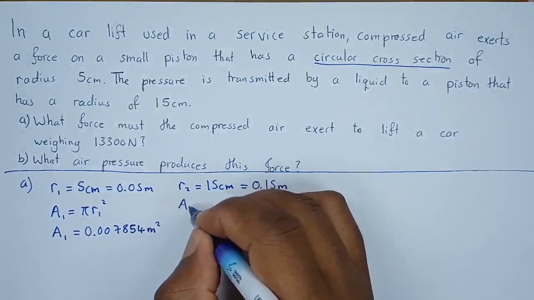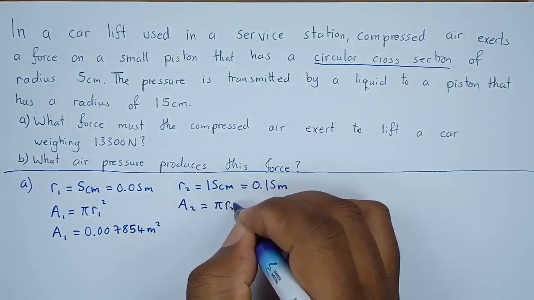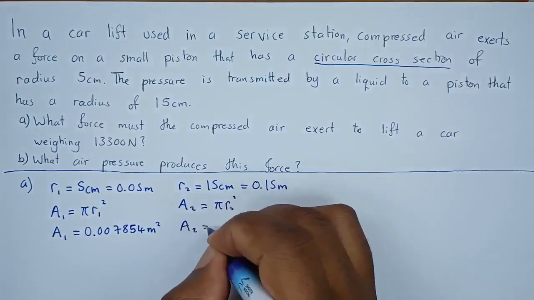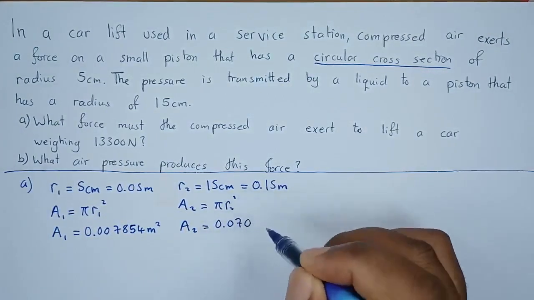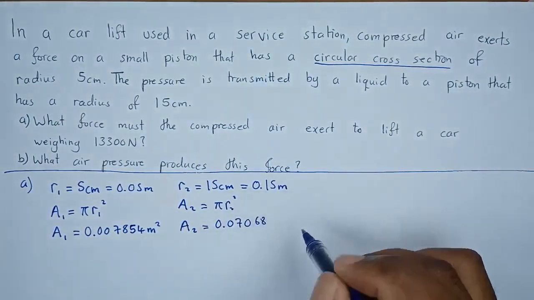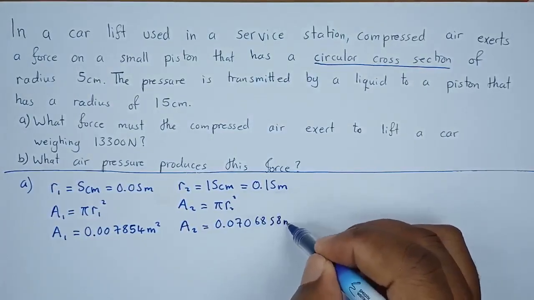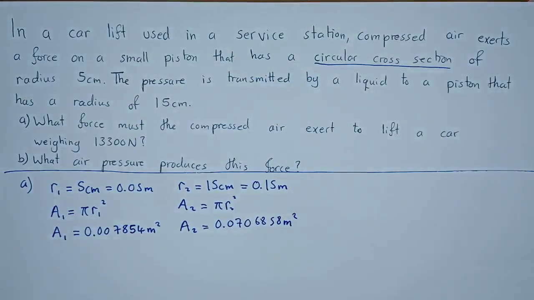Again, here we need area 2, which will be given by pi R2 squared. If we do the substitutions, we get 0.07058 square meters. Okay. So now that we have this, to find the force with relation to pressure, we are going to use Pascal's principle. According to Pascal's principle, the pressure under a large piston is equal to the pressure under a small piston.